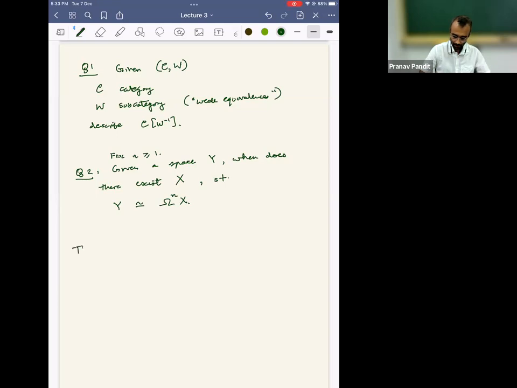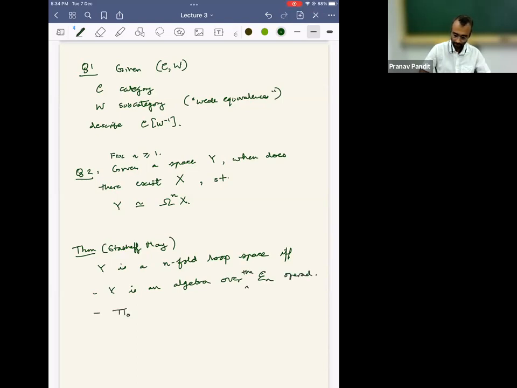We gave one answer, which was this theorem of Stasheff in the case n equals one and Peter May in the general case, n bigger than or equal to one, which said that Y is an n-fold loop space if and only if Y is an algebra over this E_n operator and pi zero of Y, which gets an induced monoid structure, is a group.